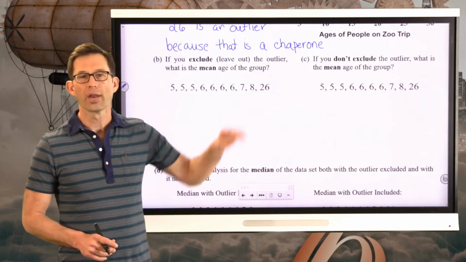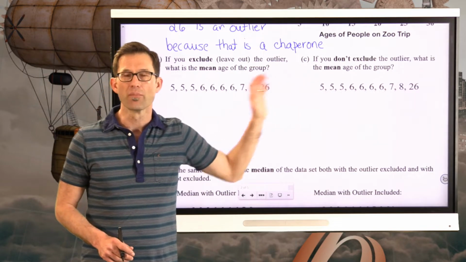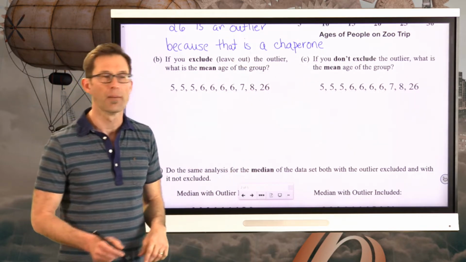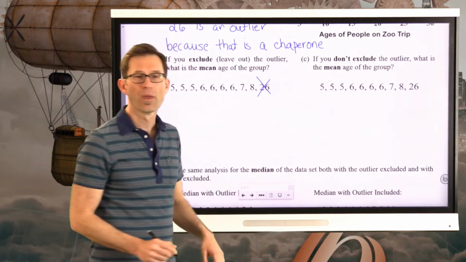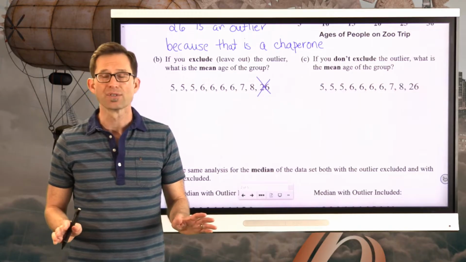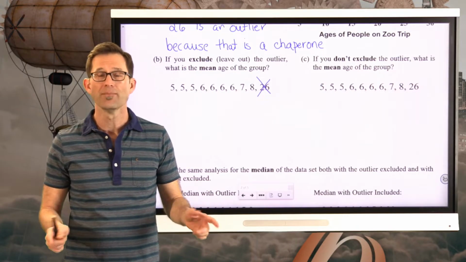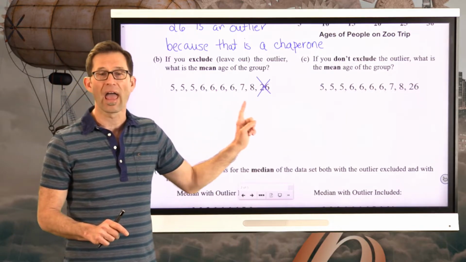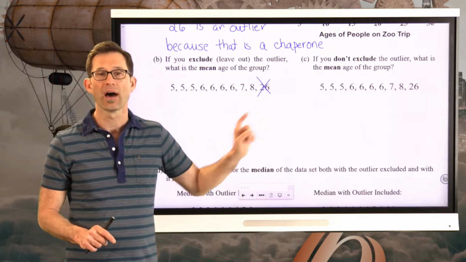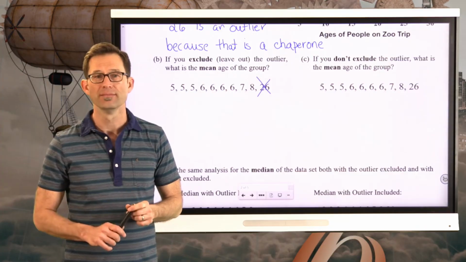All right, so I know you've got the data above. I decided I wanted to reproduce it here so we didn't have to keep moving the screen up. But my point here is, let's say we cross this out. So instead of having 10 values in our data set, we now only have 9. I'd like you to pause the video and figure out what the mean or the average of these data values is. Pause the video now.